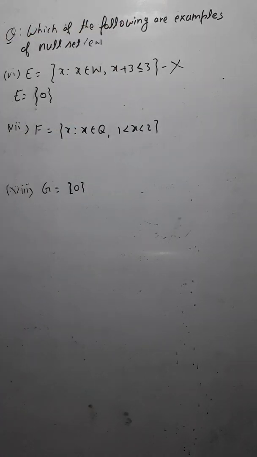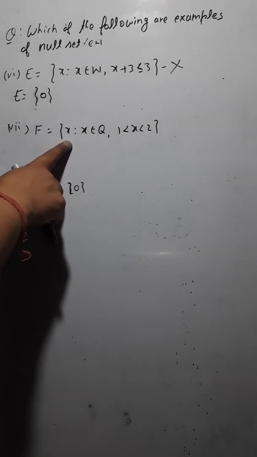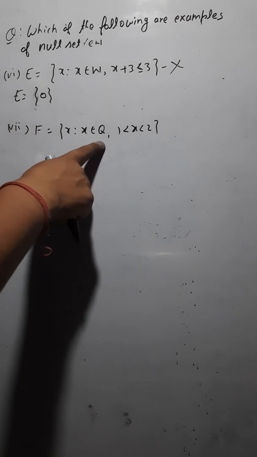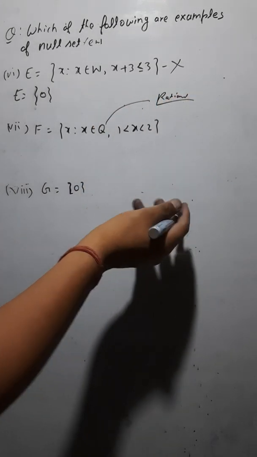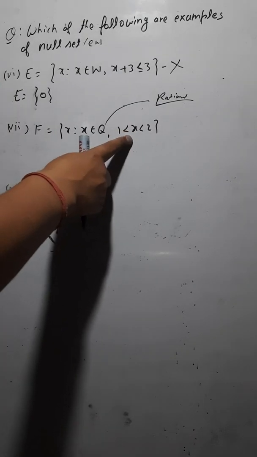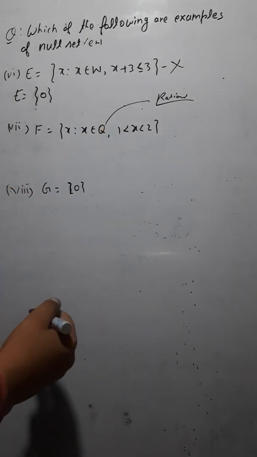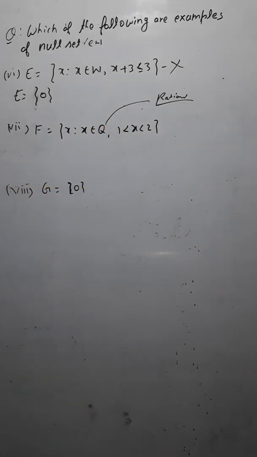Now next one, you have set F, which contains the elements x such that x belongs to Q. Q means rational numbers, which can be written in the form of p by q. And one more condition has been given. So x should be greater than 1 and less than 2. Means the number x should be greater than 1 and less than 2.